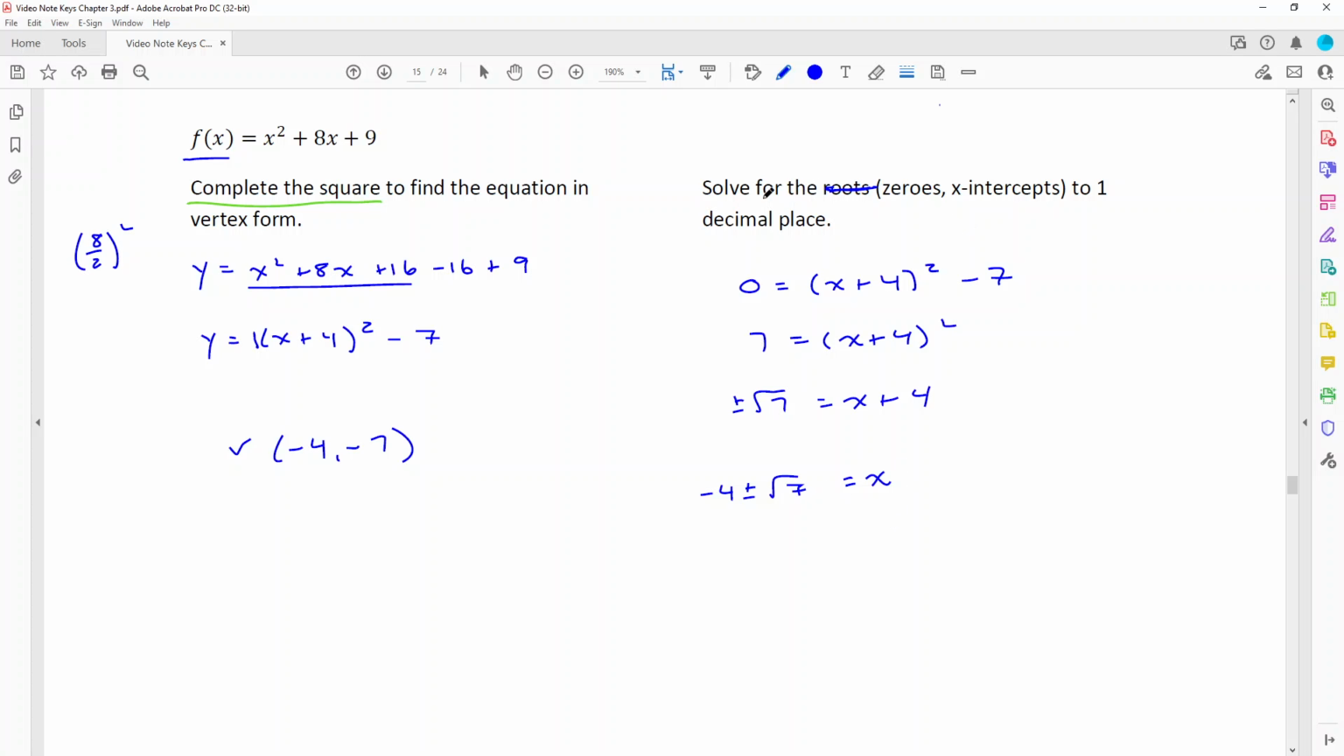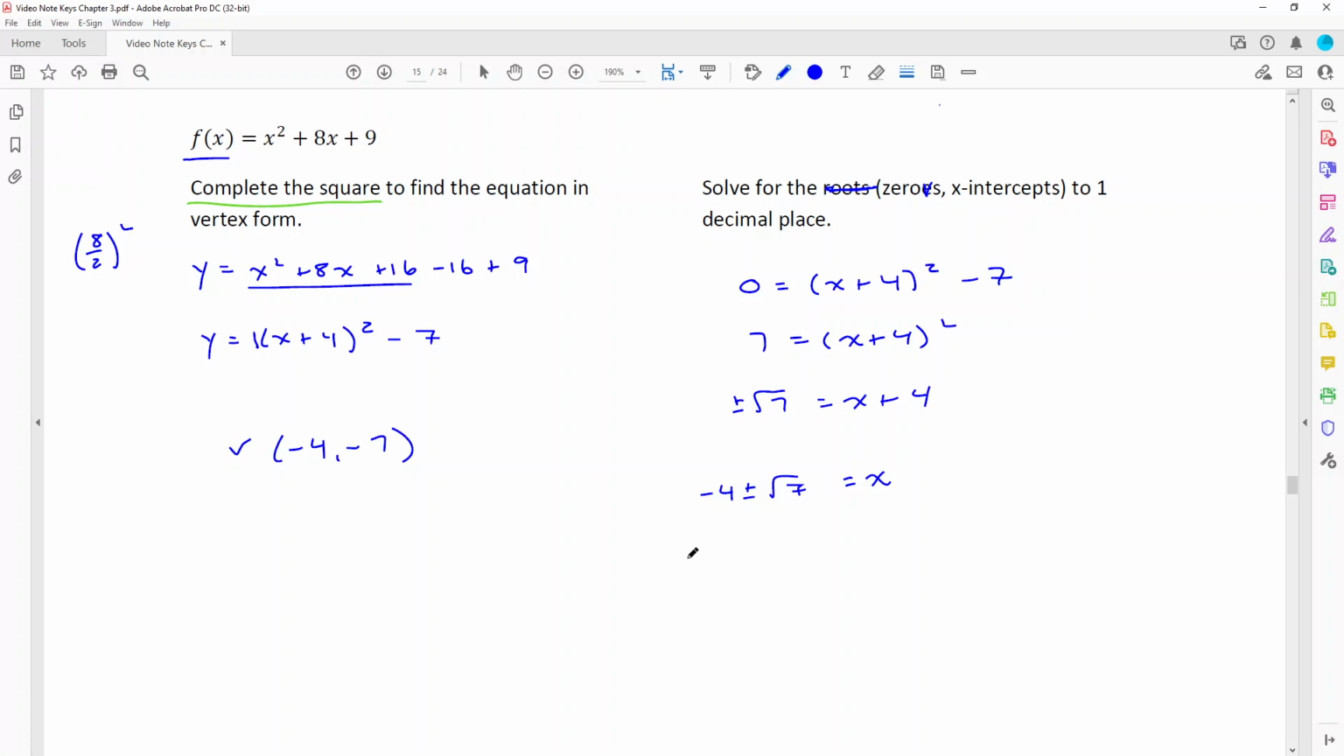Now this one said solve for the zeros. Sorry, I've changed these typos. They're not typos, it's just that the last textbook I used the word roots. Roots are the same word for x-intercepts or zeros, but this textbook doesn't use the word roots. It uses zeros and x-intercepts, which is kind of nice. But we want these zeros just to one decimal place.